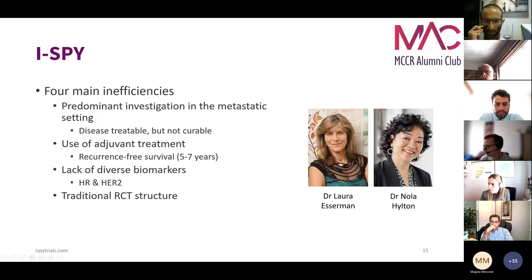So first of all, I would like to say that I love the acronym of this trial, because it's investigation of serial studies to predict your therapeutic response with imaging and molecular analysis. And in the end, we're all spying on the disease and how the drugs do.